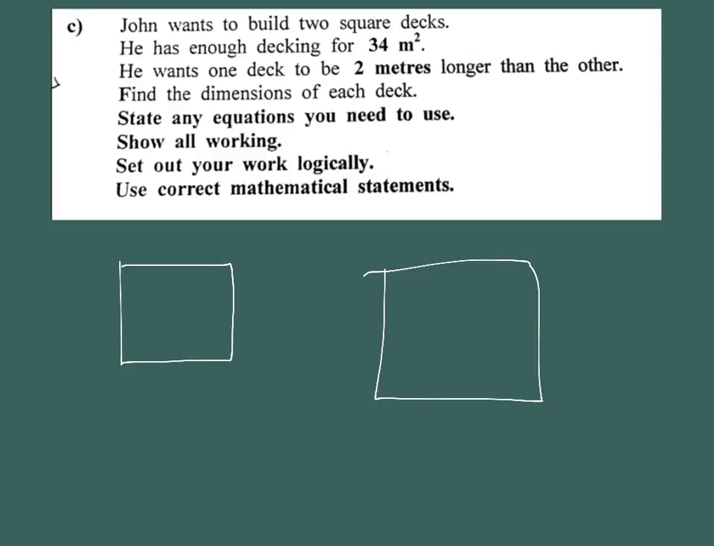And we know that both of those added together equals 34. So that plus that equals 34 square meters. Now, we want one deck to be 2 meters longer than the other. So if we say this deck here is x by x, because it's square, so they're all the same. Therefore, this one here must be x plus 2 there.